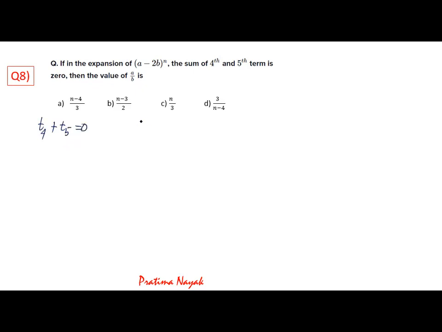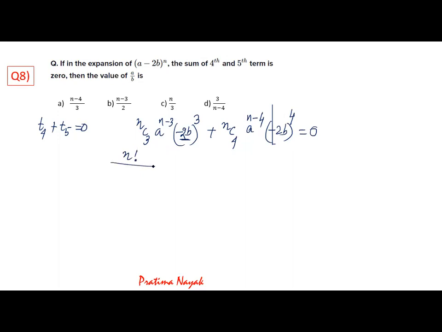So T4 will be nC3 a to the power n minus 3 into minus 2b to the power 3, plus the fifth term nC4 a to the power n minus 4 into minus 2b to the power 4 is equal to 0. In the same way, you can find out. Take one to the right side; this is negative, this is positive.